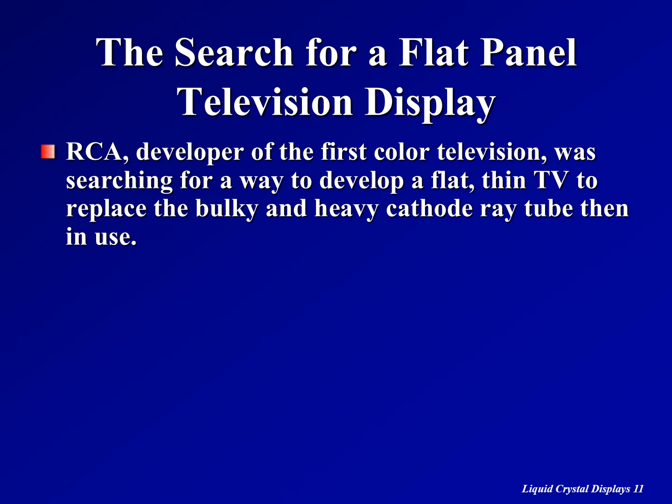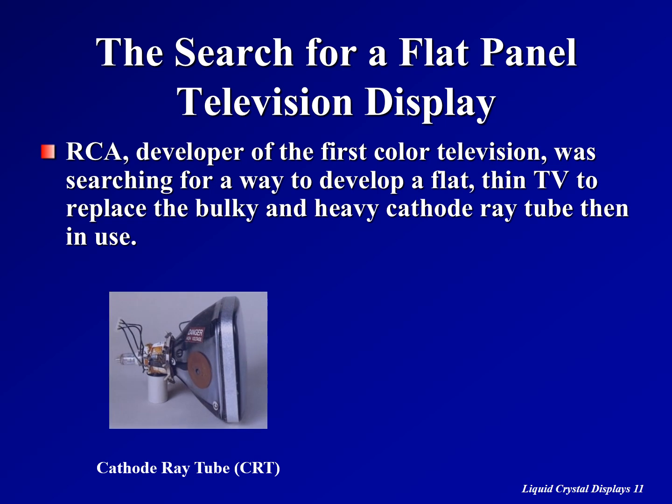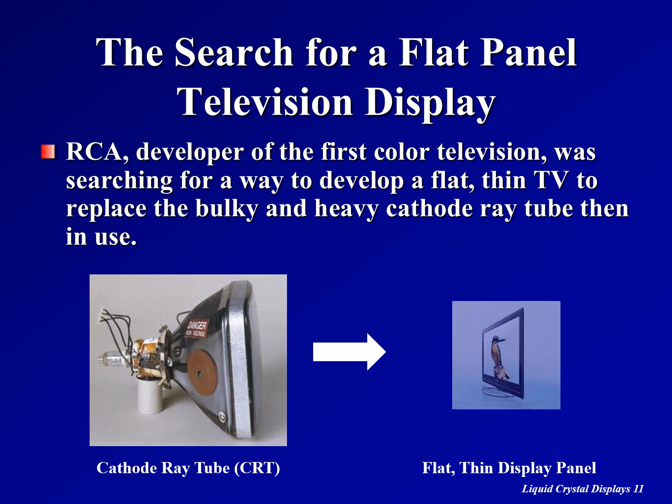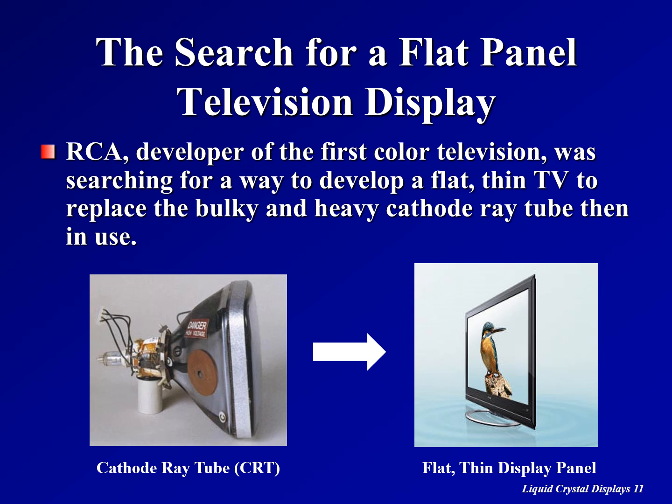In the early 1960s, it was searching for a way to develop a flat thin television display to replace the bulky and heavy cathode ray tube then in use. On the left is a photo of the cathode ray tube that was used in television sets from the product's creation in the 1930s. On the right is an artist's conception of the flat panel television that the company envisioned for the future.